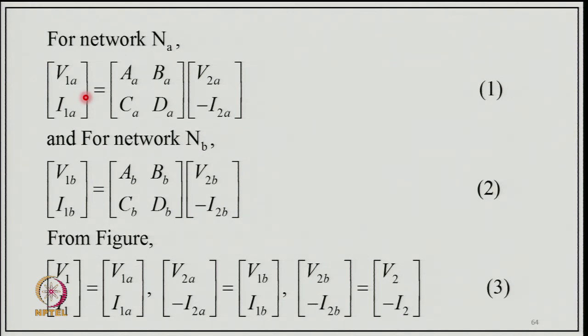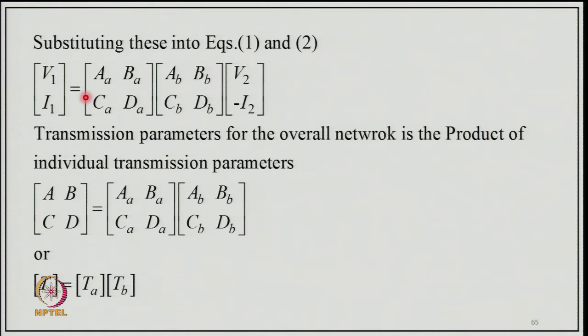So we can write the equation in transmission parameter form for network A: V1A and I1A in terms of V2A and -I2A with the ABCD parameters AA, BA, CA and DA, and for network NB, V1B and I1B as a function of V2B and -I2B in terms of AB, BB, CB and DB. Now we form the figure, where V1, I1 = V1A, I1A, and V2A, -I2A = V1B, I1B, and V2B, -I2B = V2, -I2. So we substitute from one equation into another.